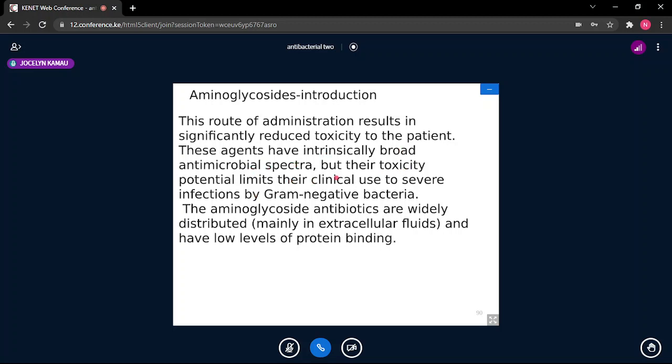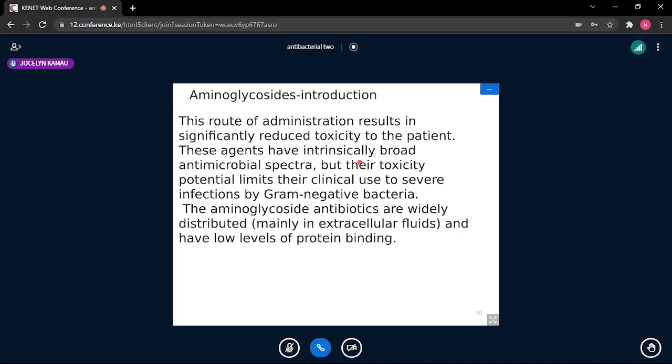These agents have intrinsically broad antimicrobial spectra. So intrinsically, that is within them, but their toxicity potential limits their clinical use to severe infections by gram-negative bacteria. The aminoglycoside antibiotics are widely distributed mainly in extracellular fluids and have low levels of protein binding. So they are well distributed. They have a broad spectrum of activity.